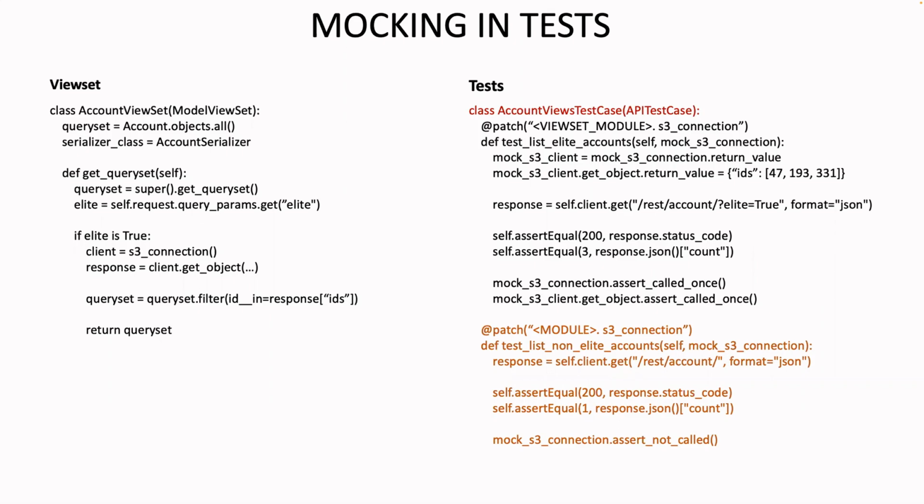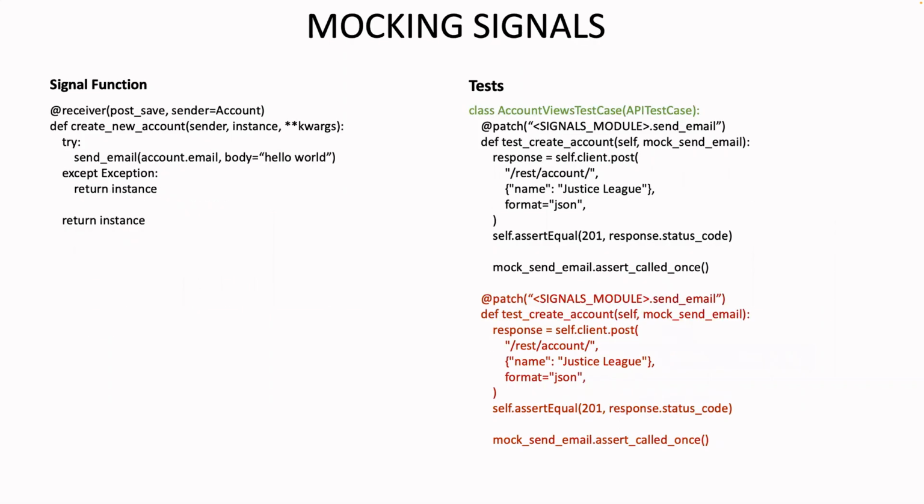So, signals. This is now where we dive more into Django specific testing, because Python as a language doesn't have a concept of signals, because, well, it doesn't.